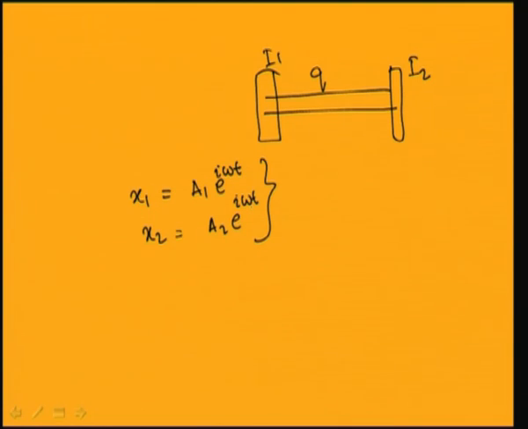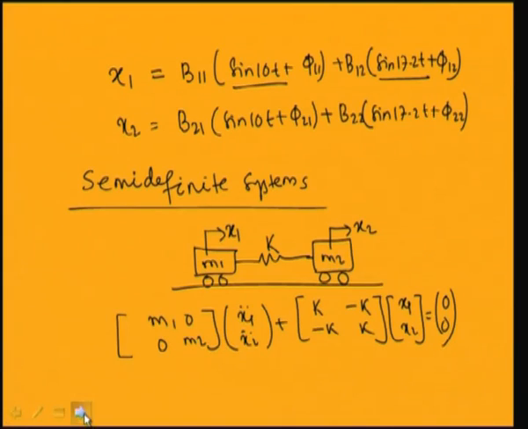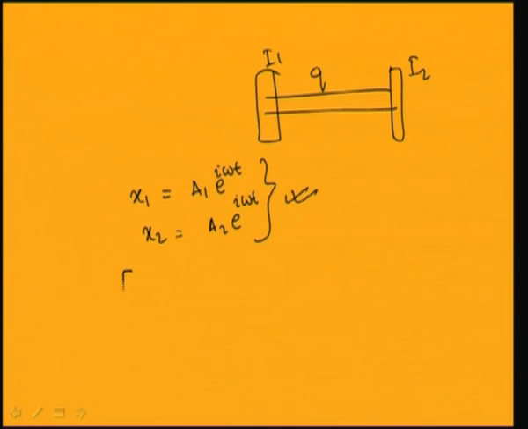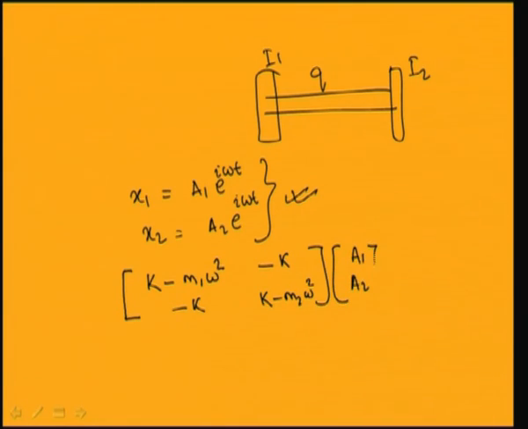In case of normal modes the masses of the system are vibrating with same frequency and passing through the equilibrium position at the same time. So, I can assume the solution like this, and substituting in this equation of motion I can write this in this form. So, the equation of motion will reduce to [k minus m1 omega square, minus k; minus k, k minus m2 omega square] into [a1; a2] equal to [0; 0].